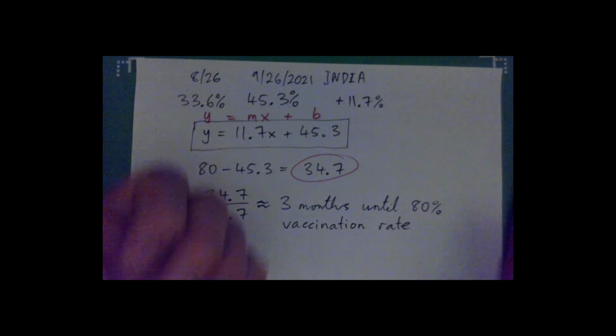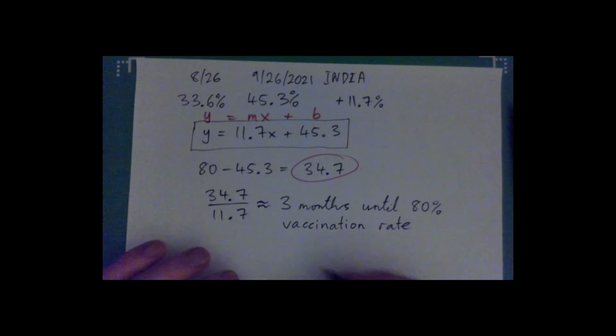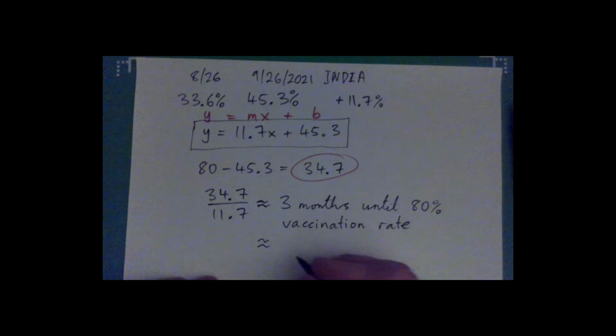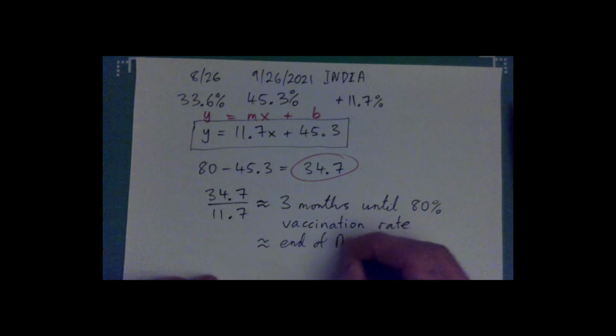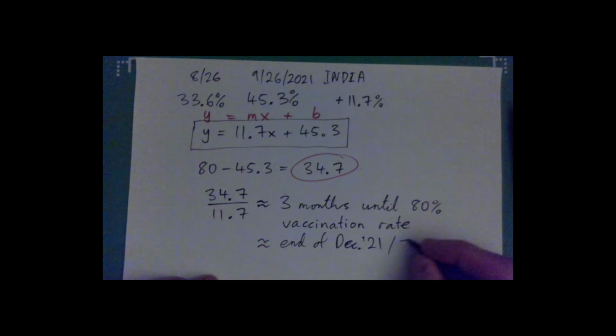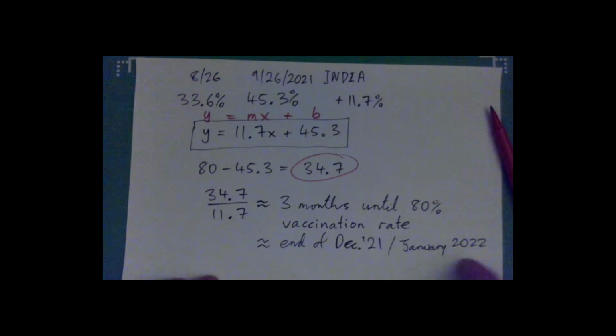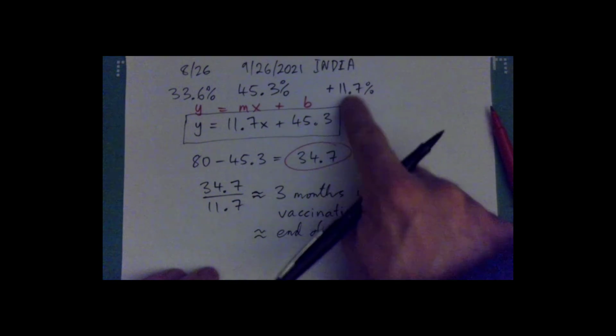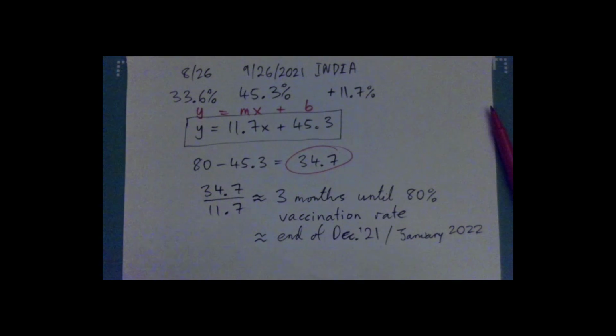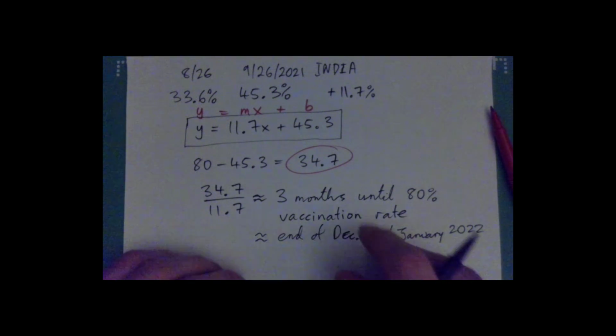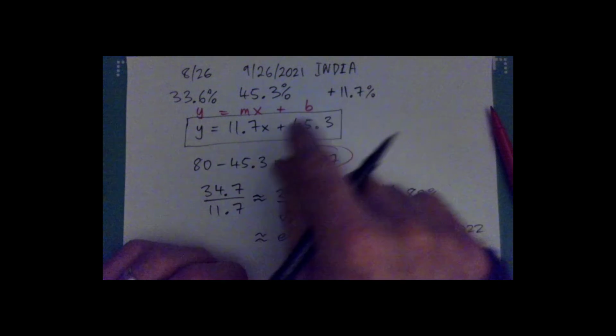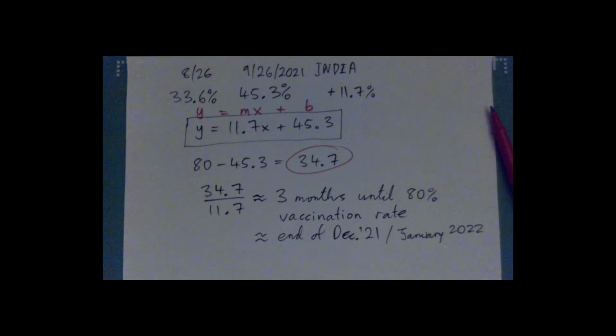So that's end of September, end of October, end of November, end of December. So we'll just say about end of December, I guess, or January, right? So end of December 21, or maybe January 2022. Now, I think it'll be later, because I think they won't keep that up. There could be folks that don't want to get the vaccine. There could be folks in rural areas. But this is just showing that if we keep going at this rate, this is what will happen, right? Cool.